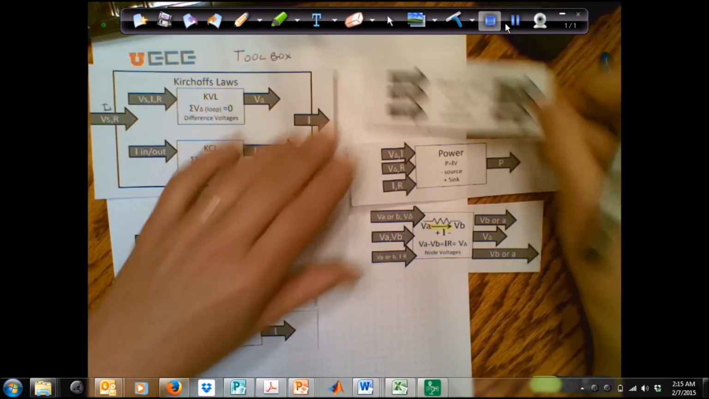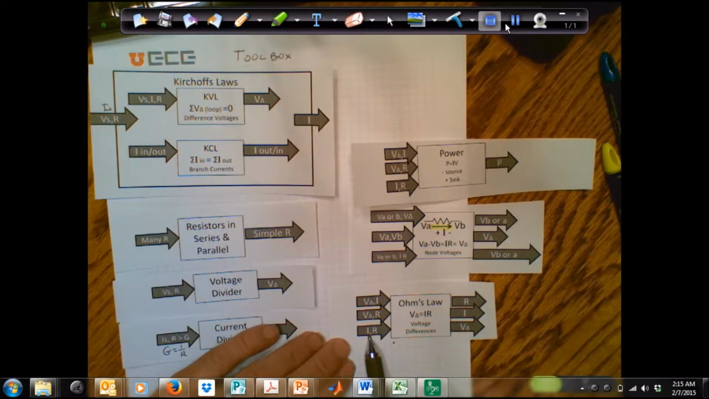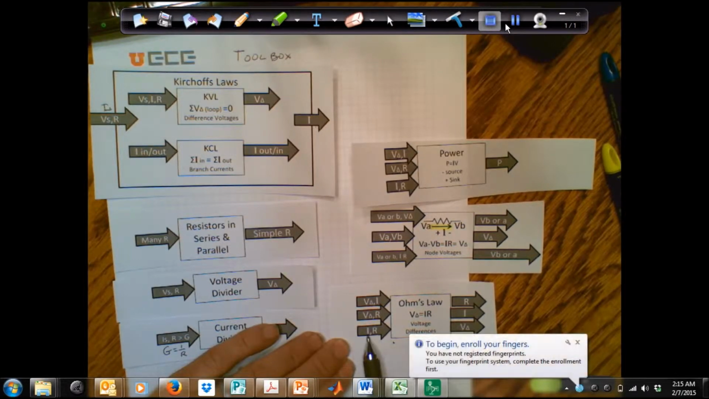The Ohm's law equation, we use current. So suppose, for example, that we know a voltage difference and a current, we can get resistance. If we know a voltage difference and resistance, we can get current. If we know current and resistance, we can get voltage difference.